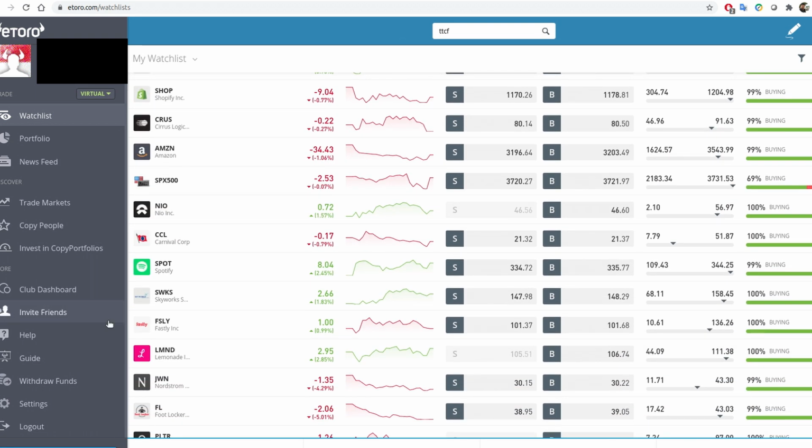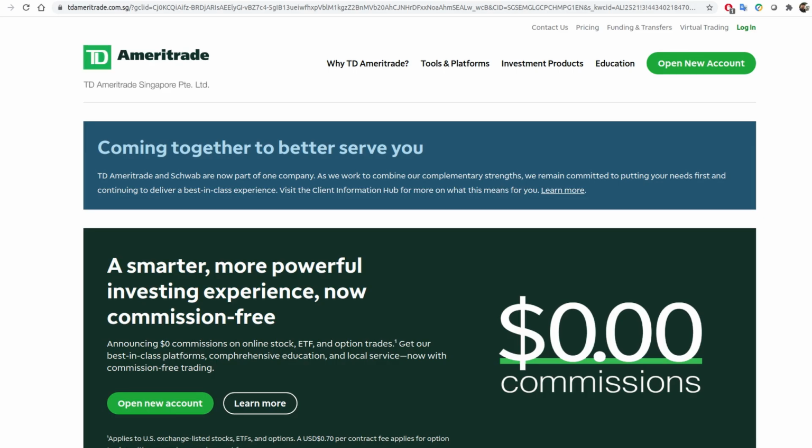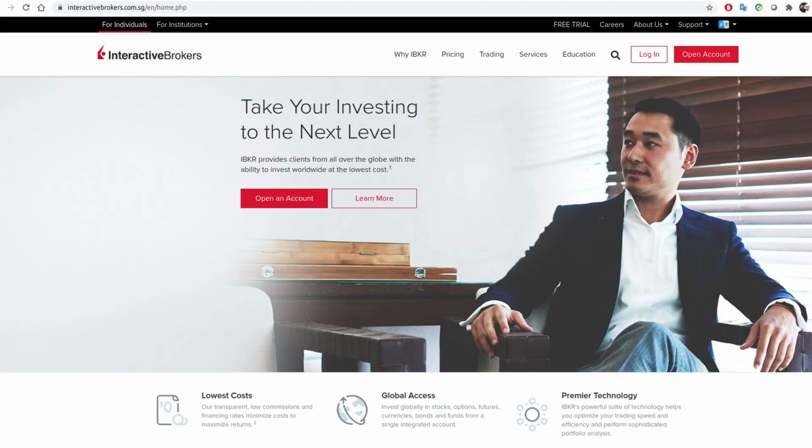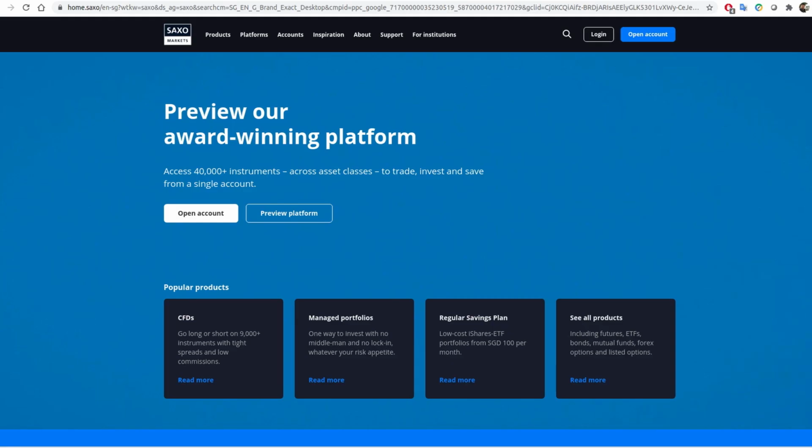So take note of this if you're a type of person who wants to identify some new lesser known stocks to add to your portfolio. Of course, this disadvantage can be easily resolved if you sign up with another full service stockbroker such as TD Ameritrade, Interactive Brokers, Saxo Bank, etc.